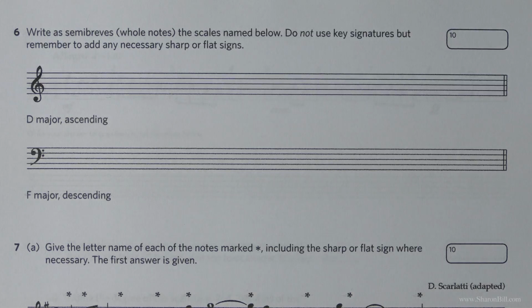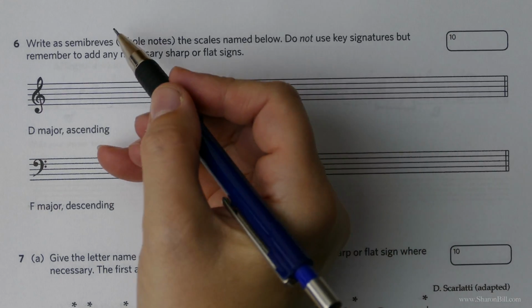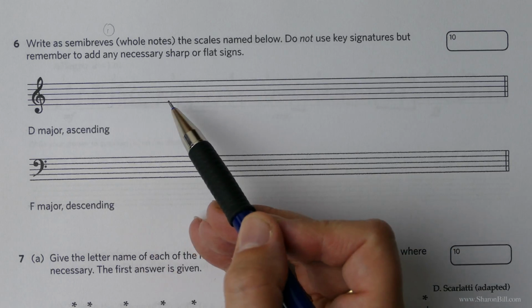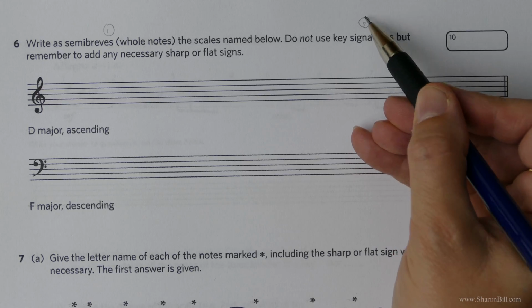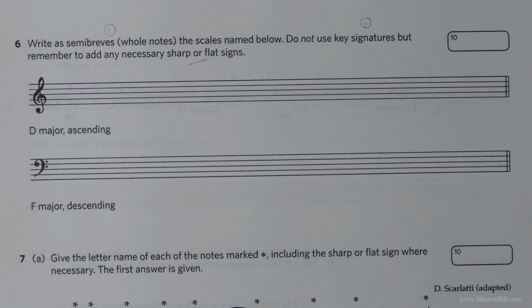So this is again testing your knowledge of key signatures. We're asked to write out a semibreve, so that's the first part, the scale below, so we've got to actually write out the steps. Then we're asked not to use a key signature, but to use sharps or flats. So there are 2 things for us to do here. Let's just take things one at a time.